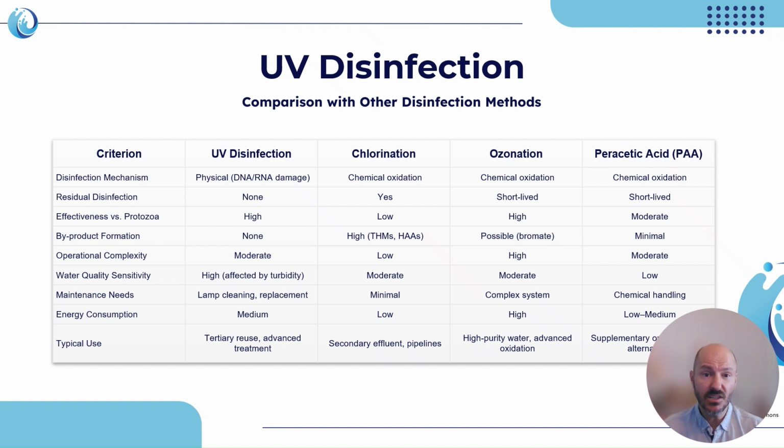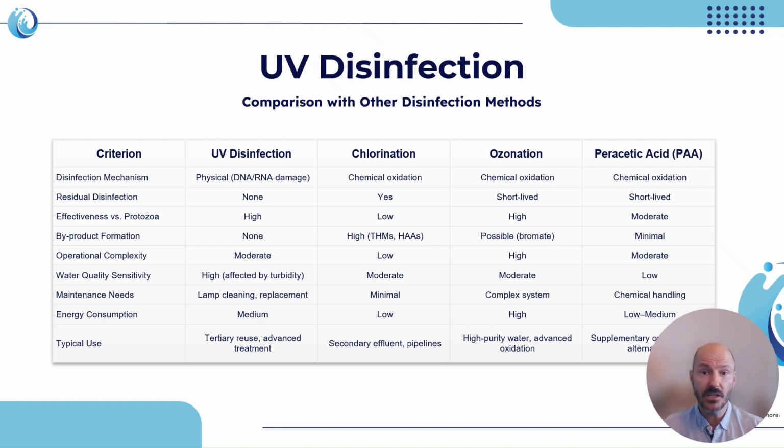Maintenance can be significant. Lamp sleeves require periodic cleaning, and lamps have a limited life, typically around 8,000 to 12,000 hours. The continuous power supply needed for the lamps also means that energy consumption can be significant in large facilities.